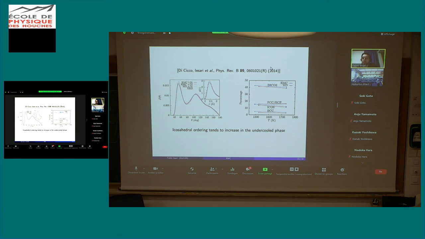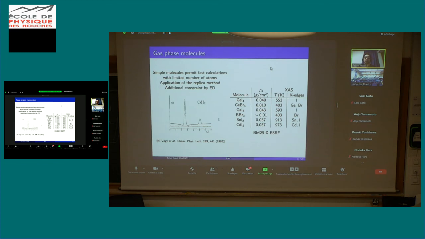this DCOS here, it's called, and also configurations that instead correspond to perfect icosahedra tend to increase in the undercooled phase, while the other configurations, which are more crystal-like, decrease in the undercooled configuration. So this icosahedral ordering tends to increase in the undercooled phase. So this is a hint that the hypothesis by Frank was correct, that indeed the icosahedral configuration could be the reason of the undercooling phenomenon.